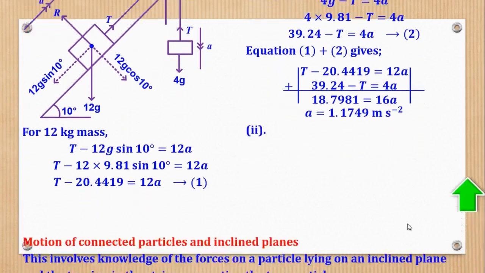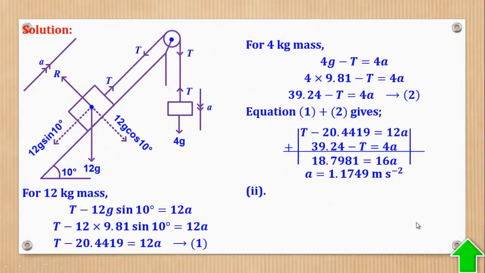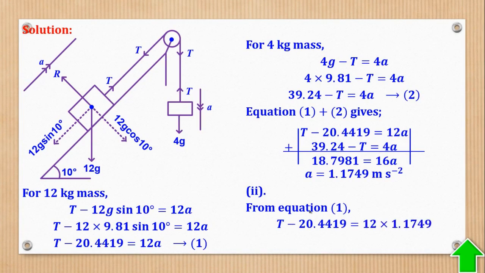Then for Roman 2, they want the tension in the string. You can use either equation 1 or equation 2. So from equation 1, substitute for A and get the value of T. And that's what they wanted.